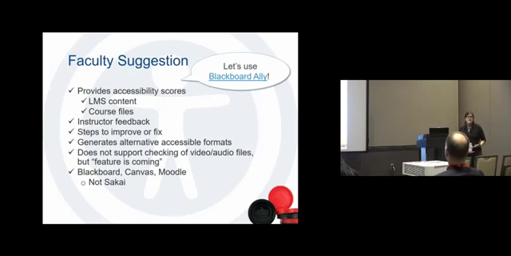There's instructor feedback, there's really nice color usability for the feedback graphs. They suggest steps to improve or fix the accessibility errors. They generate alternative accessible formats for documents. I was like, this is wonderful. It does not support checking of video or audio files, but they said that feature is coming, right? So checking for transcripts and captions and accuracy.